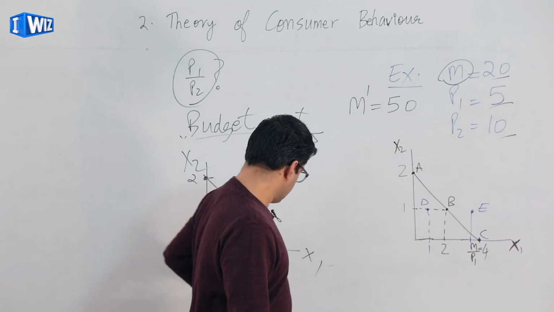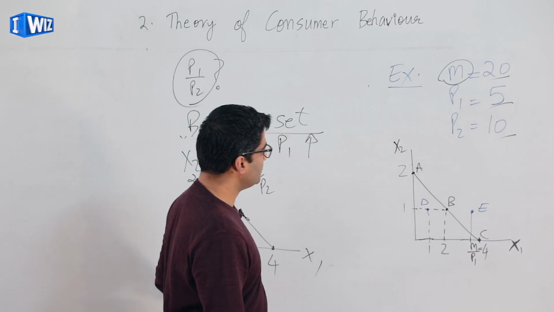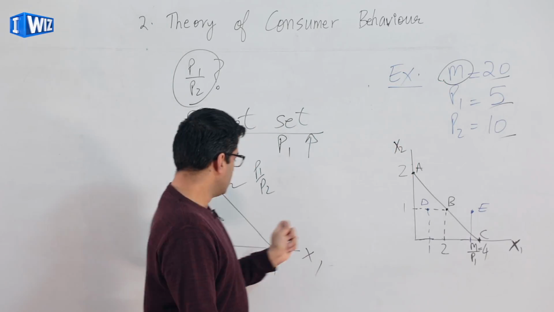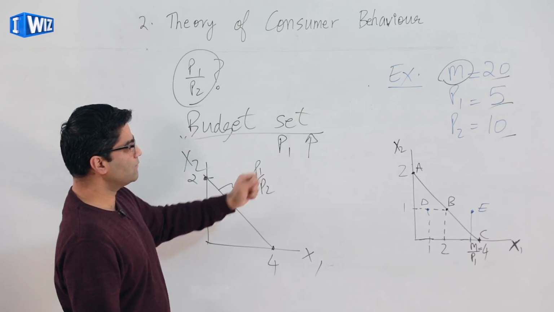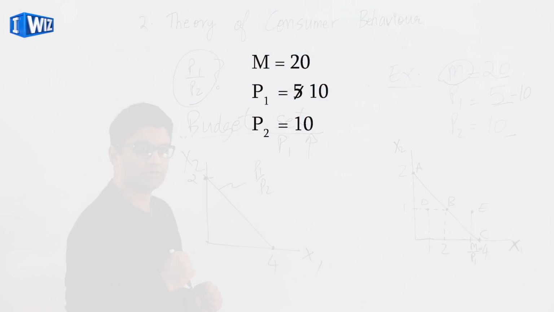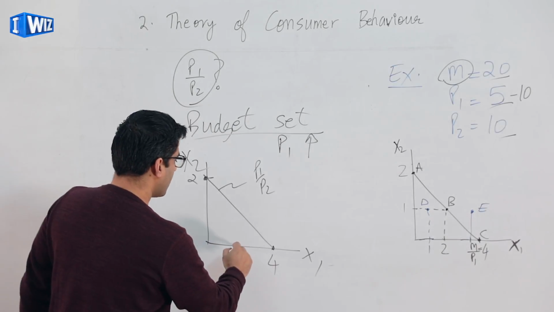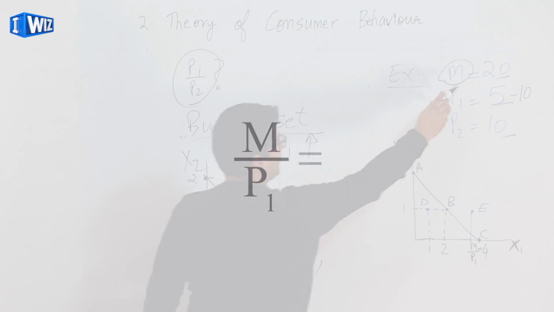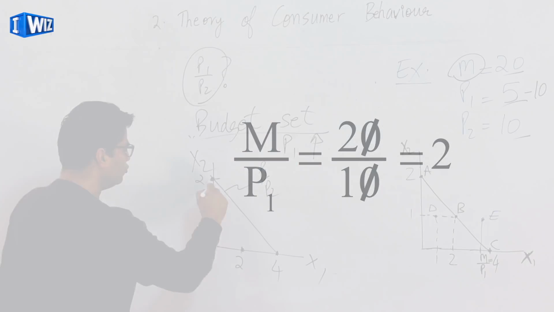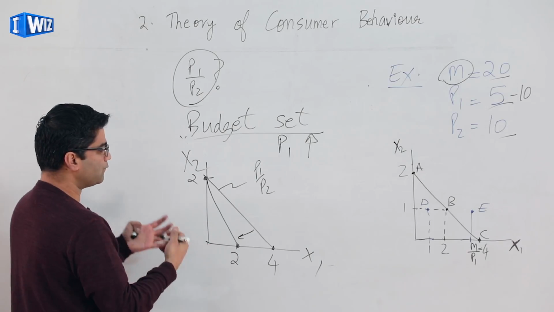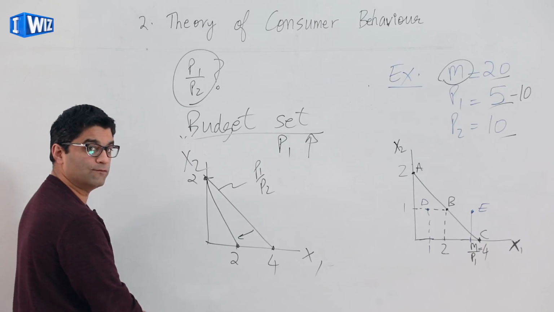Let's go back to the original example of 20 rupees. That number still remains the same, right? That number is going to be 2. What about the horizontal intercept? If the price of good 1 goes from 5 to 10, what happens to your total amount of good 1 that you can consume? That is going to now go down from 4 to 2 because of 20 divided by 10. So your new budget line is going to move in an inward fashion, where now you have fewer possibilities to choose from than before.